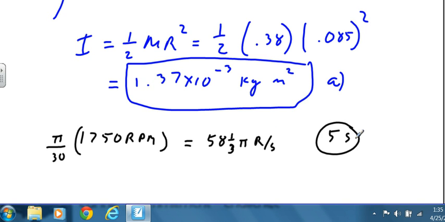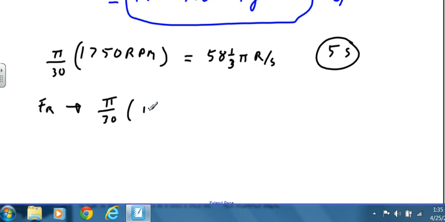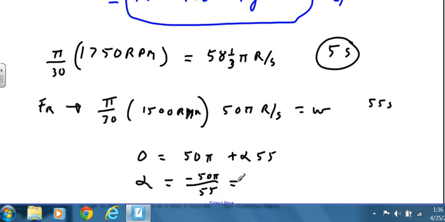Now, we have some frictional torque, and that we're going to have to worry about first. So we have some force of friction happening here. And so if we go pi over 30 times 1500 RPM, we end up with 50 pi radians per second as my initial angular velocity, and I do that in 55 seconds. So I say, well, zero is going to be 50 pi plus alpha t. So alpha is going to be minus 50 pi over 55. Minus 10 over 11 pi radians per second squared.